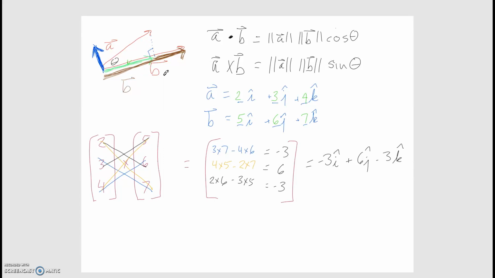Now there's some mechanics for this. Let's say, for example, that we wanted to make a vector, this vector here, where we had 2i plus 3j plus 4k.